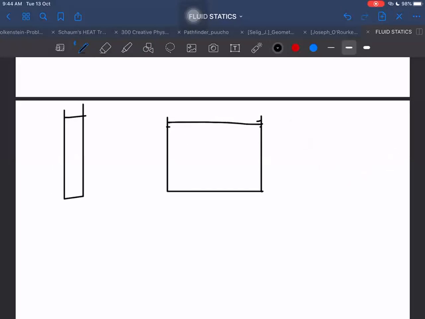Okay, sir. If we are at the same depth from the surface, here y deep and here also y deep, then pressure will be the same in both places.